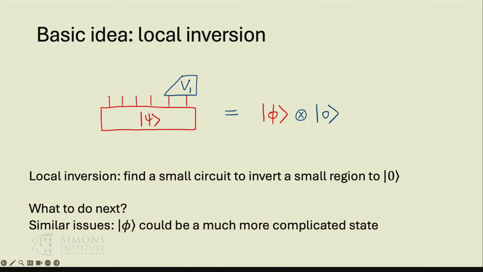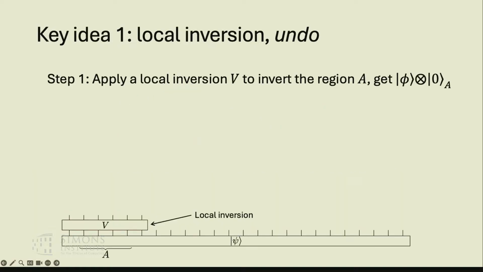And what to do next? Well, there is exactly the same kind of issue that we have seen earlier, that if we continue working on this new state phi, that could be a much more complicated state. So we want to somehow get around this issue. Okay, so here's the key idea, which is just local inversion and undo. Previously, we had this fancy technique of doing the swap, but here we're not doing anything fancy. We're just doing local inversion, undo, and somehow that works.